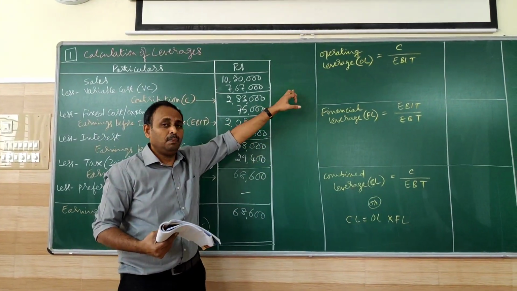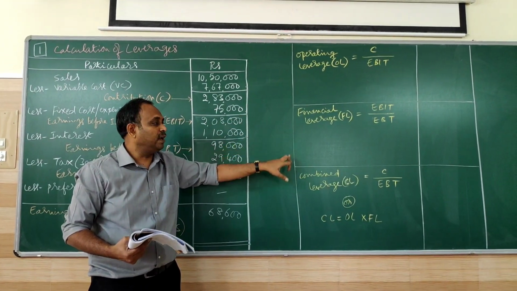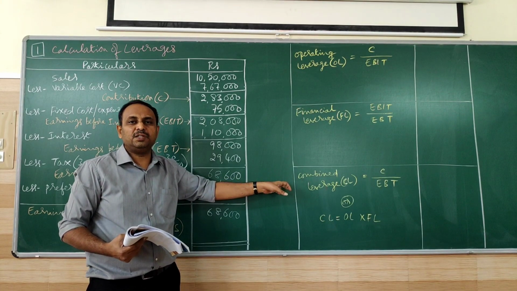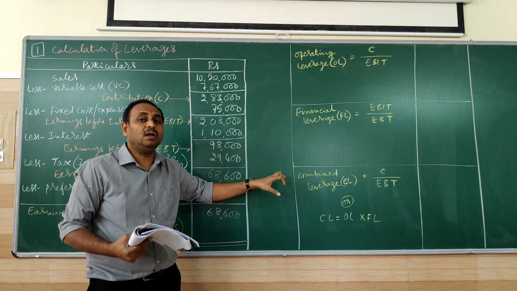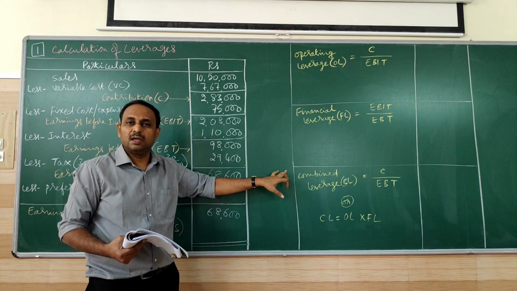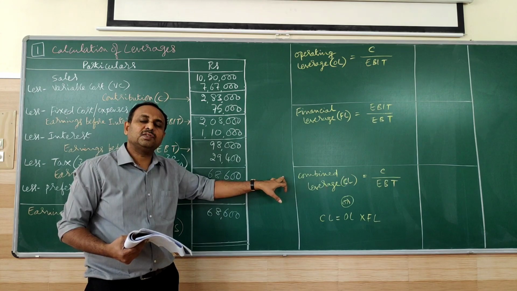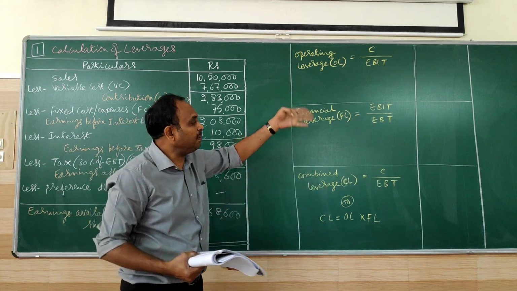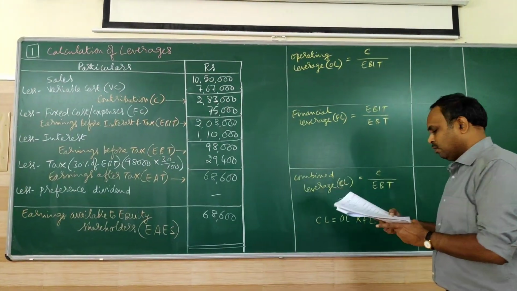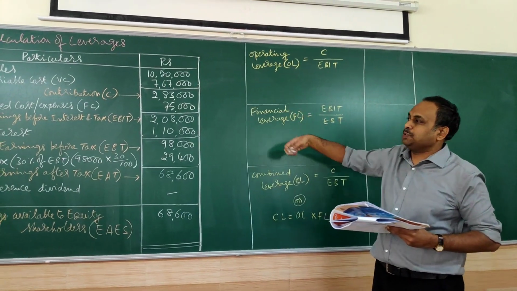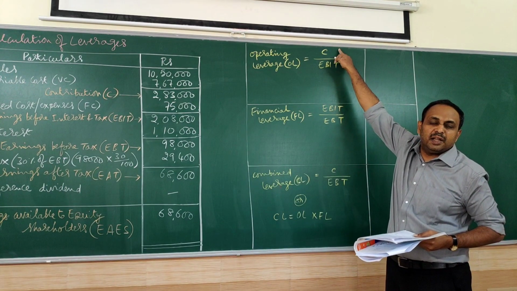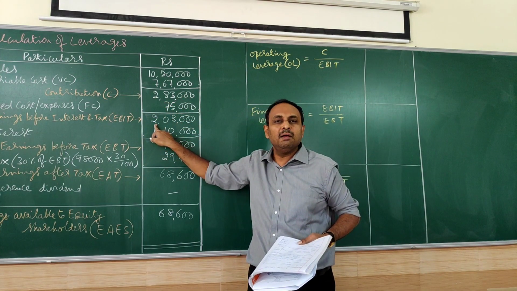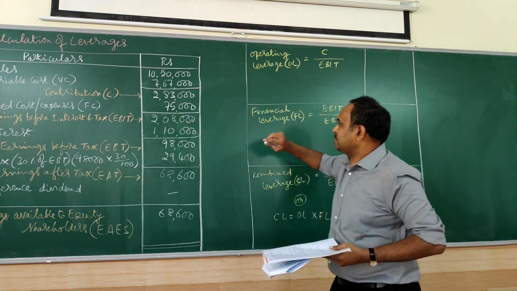There are 3 leverages: operating leverage, financial leverage and combined leverage, or we can call it composite leverage, or we can also call it total leverage. So there are 3 names for this: combined, composite as well as total leverage. So let me try to fill the information here connected to operating leverage. You can see the formula here: C divided by EBIT. C is contribution, EBIT is earnings before interest and tax. I will take that now.